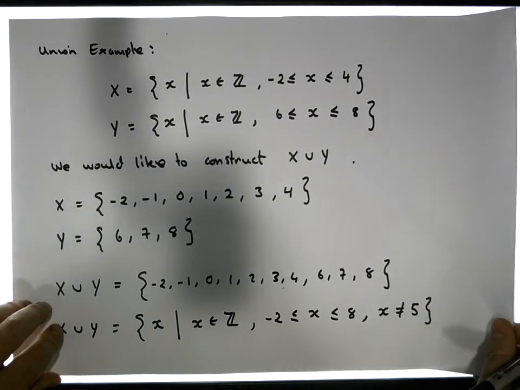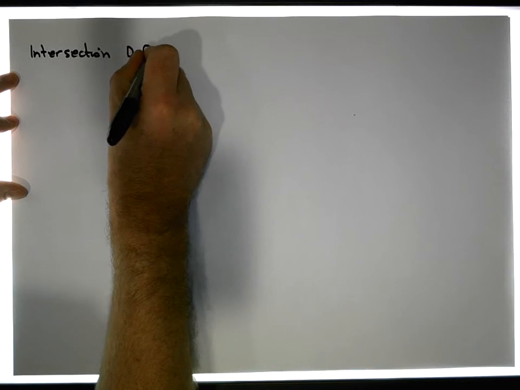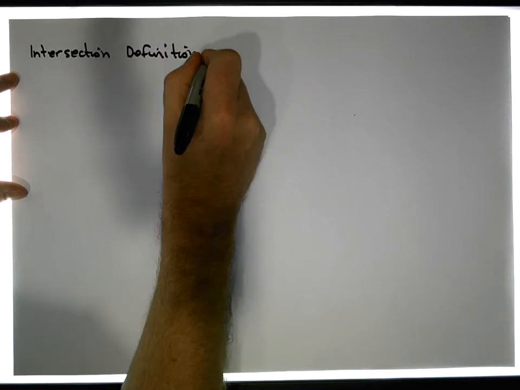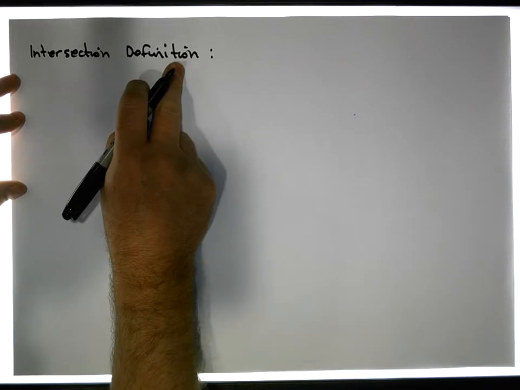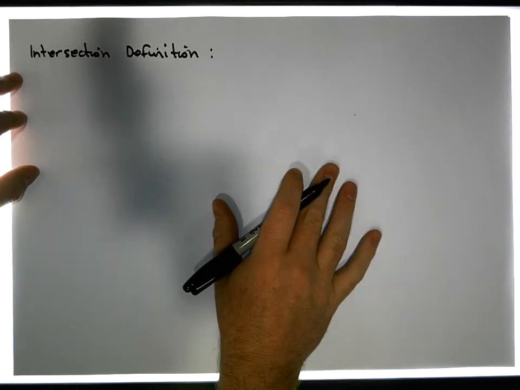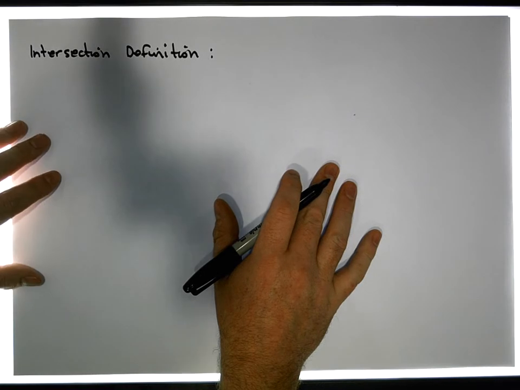And what about the intersection operator? Let's have a look at the intersection operator. Let's try to define it. So let's write that down. Intersection. The intersection operator. Definition. Let's provide a definition for this particular operator. Once again, if I want to find the intersection of two sets, I need to have the two sets in my hand before I can actually find their intersection.